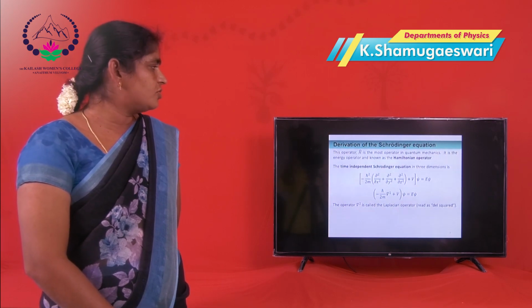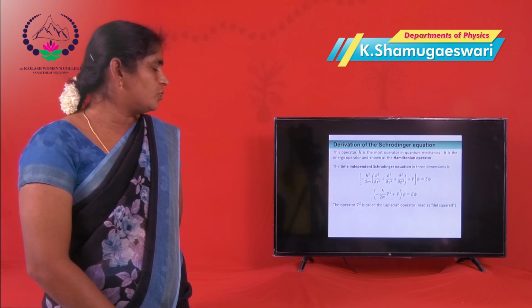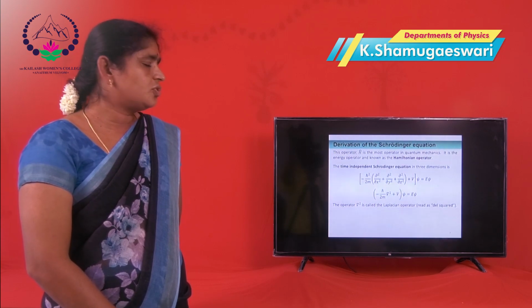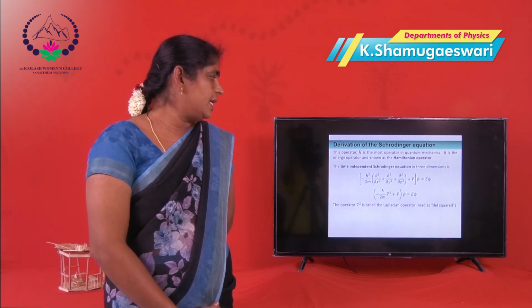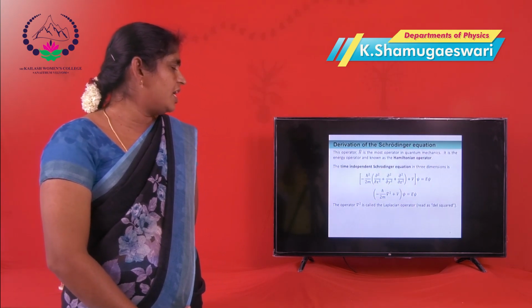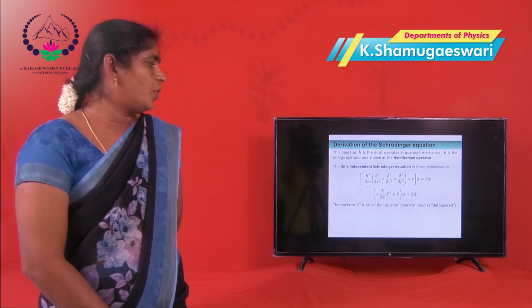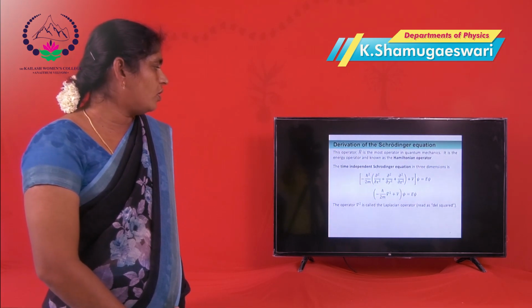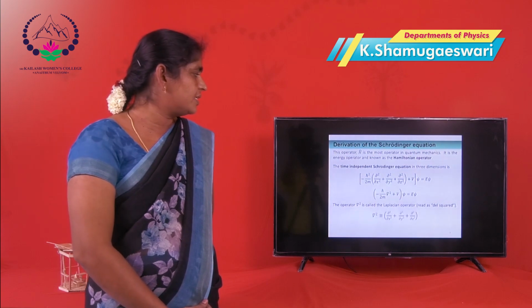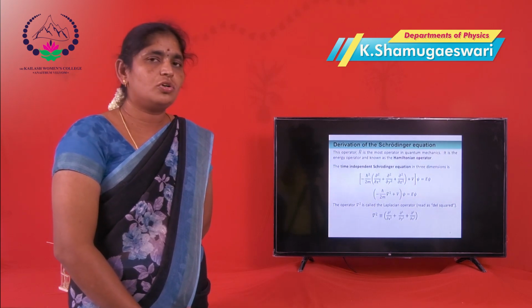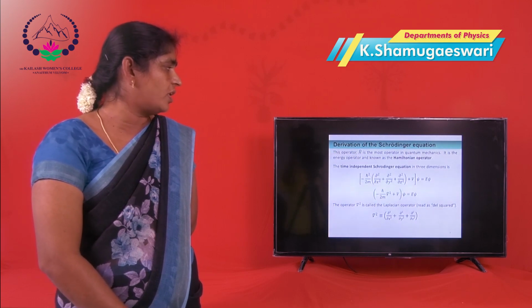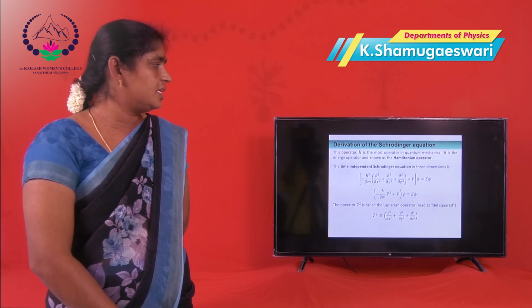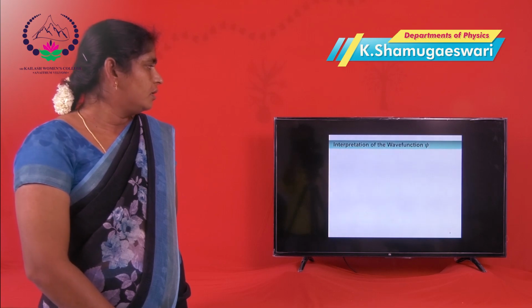So for the time independent Schrodinger equation, substituting d square by dx square plus d square by dy square plus d square by dz square, and substituting the energy level and potential energy equation, we find the equation minus h cross square by 2m (dou square by dou x square plus dou square by dou y square plus dou square by dou z square) plus V, into psi, is equal to E psi.